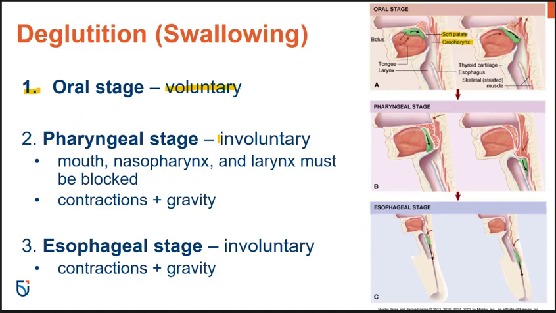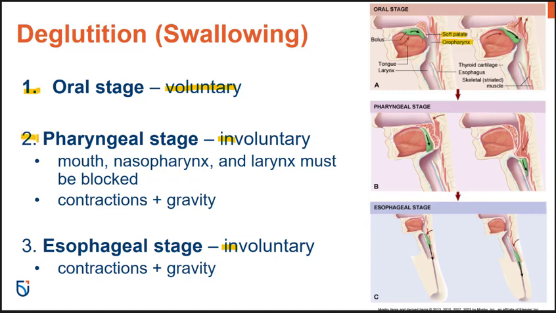Stage 2 and 3 are both involuntary stages, meaning you don't have control over these acts, and they consist of the movement of food via contractions and gravity, as you'll see, from your throat or the pharynx into your esophagus, and then of course finally into your stomach. But let's look a little bit closer at the pharyngeal stage.